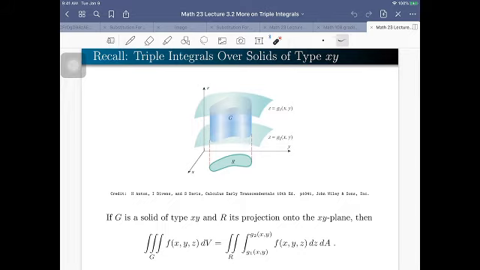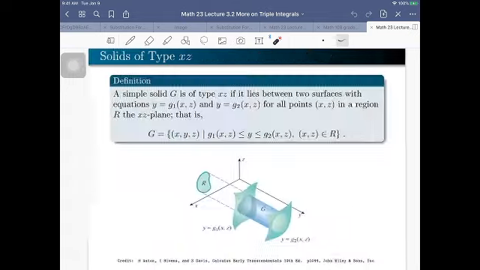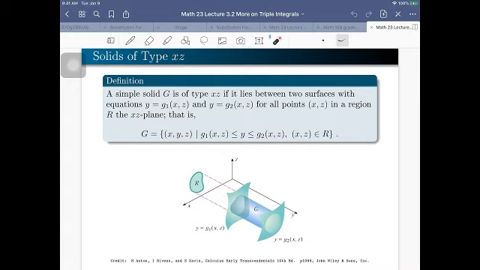So because we're treating this as a solid of type xy, then the projection is onto the xy plane and therefore the elevation variable is being integrated. That's why the integral in the innermost part is with respect to z. Okay, next slide. So what is now a solid of type xz?